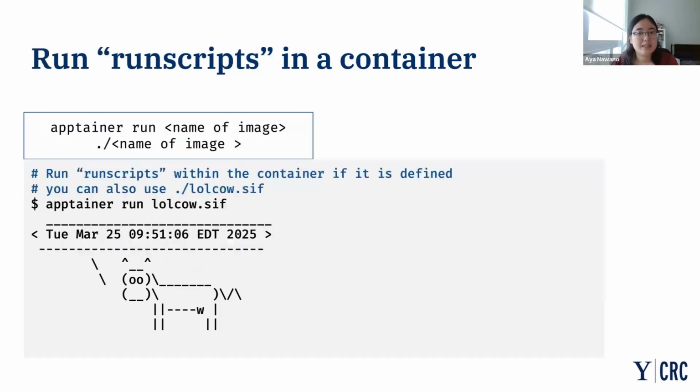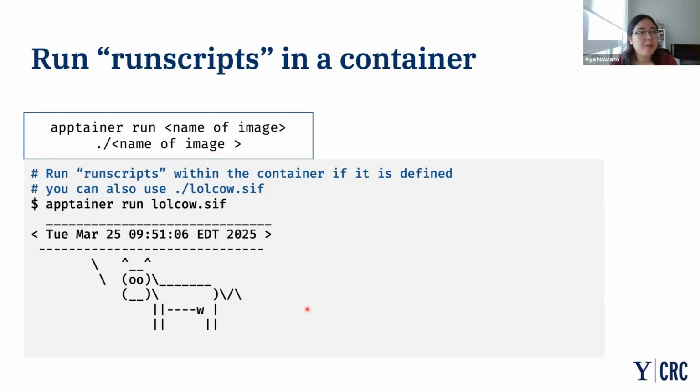Now let's discuss how to run scripts within a container. Run scripts are defined by the container developer and are designed to execute automatically when the container is launched. To do this, we use the Apptainer run command or ./name of the image.